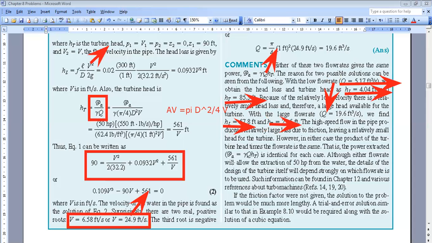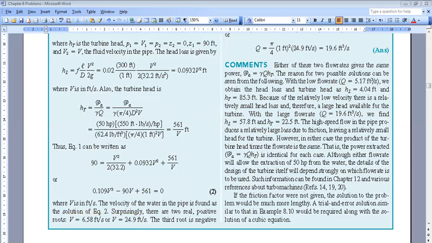And at the end, the power is the product of Q times HT times gamma. So the 2 solutions will give you the same product, but one will give you a higher Q, one will give you a higher HT. Okay, so this is the analysis of why we can have 2 possible velocities to extract this power from the turbine.